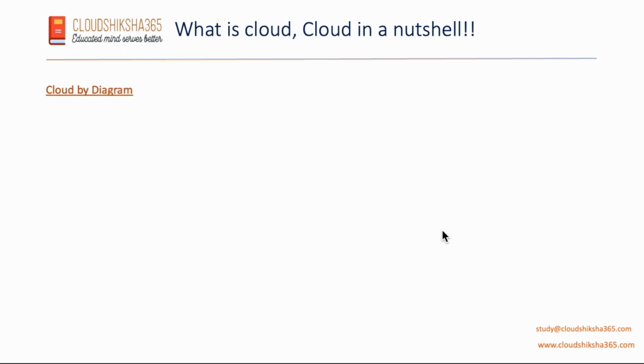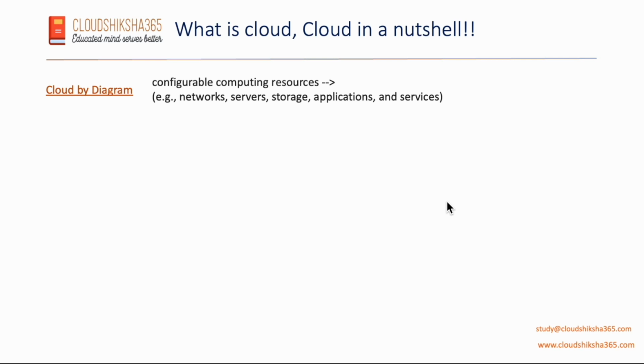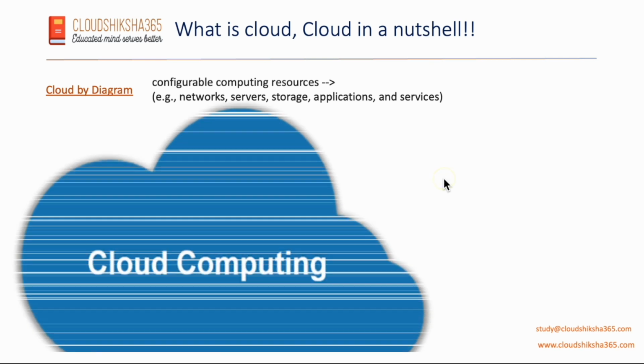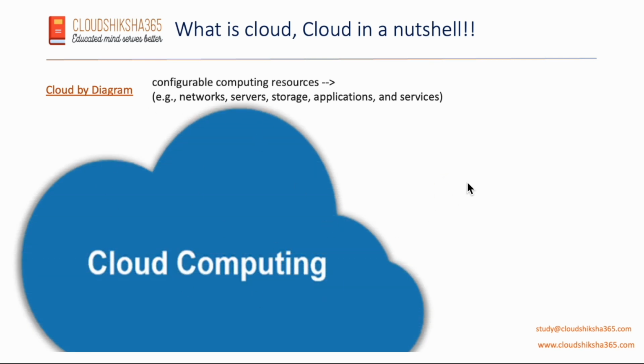Now cloud by diagram. So now I will just elaborate a little bit more about the cloud. In the previous slide, when we were defining this definition of cloud, we noticed configurable computing resources. So what are those configurable computing resources? Network, server, storage, application, and services over the cloud. So that means, what are those resources here?